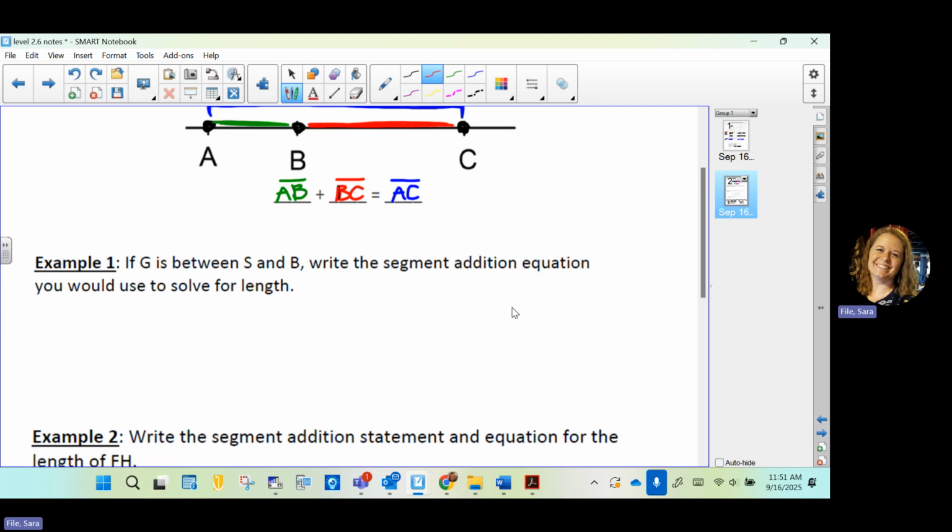All right, so in this example, we're going to sketch the picture. It says G is between S and B. So S and B are the endpoints, and G is somewhere in between them. It doesn't matter where you drew it. You could draw it in the exact center, or closer to S, or closer to B. We want to write the segment addition equation, just like the one here, for this segment. So that I can color code it again for you, it creates two smaller segments that together will add to the whole.